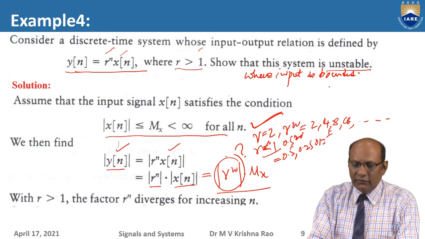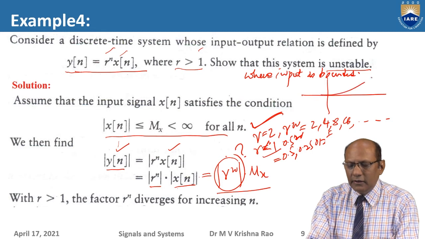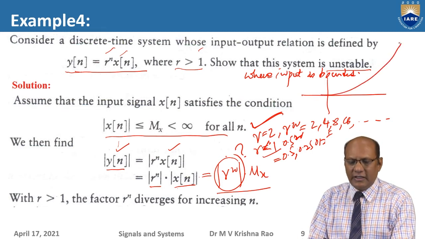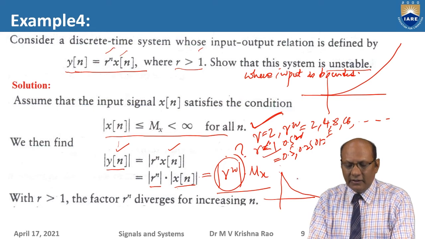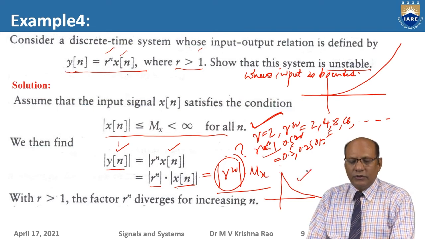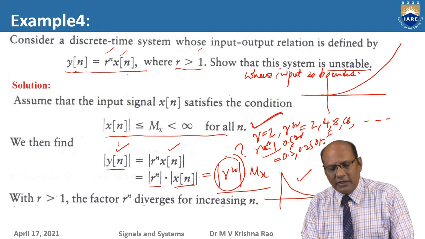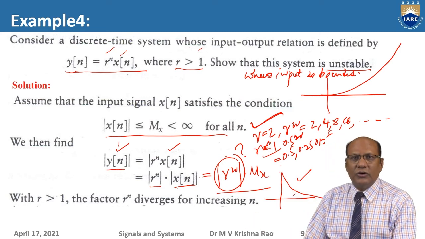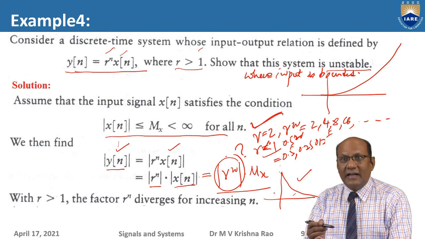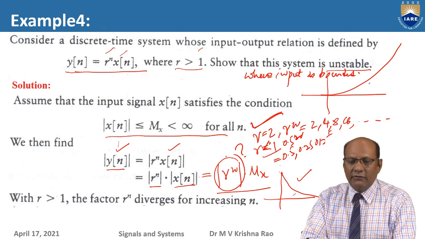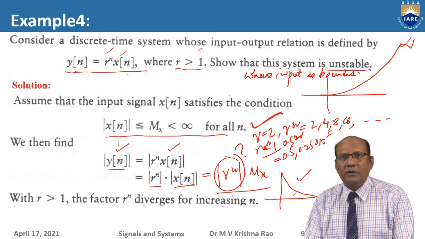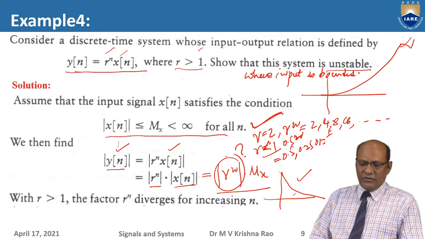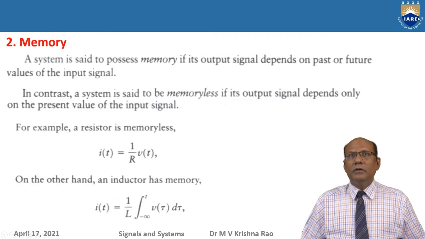So what happens is, when r is greater than 1, r to the power of n is increasing like this. When r is less than 1, it is decreasing like this. So it can be called a stable system, because it is finite. Ultimately it goes to 0, which is also finite, so it is not escalating. But when r is greater than 1, it is escalating and will finally go to infinity. So the system is unstable. So the given system is unstable. That is what we had to derive.